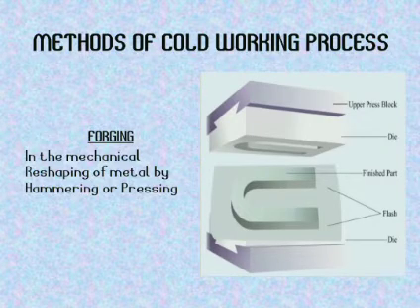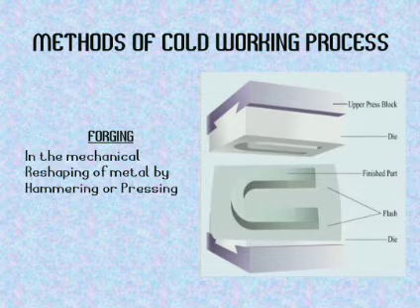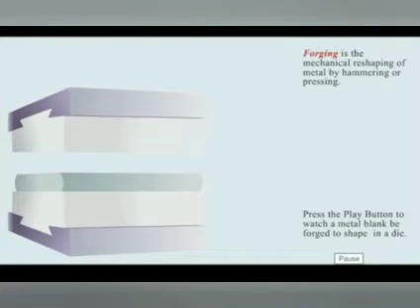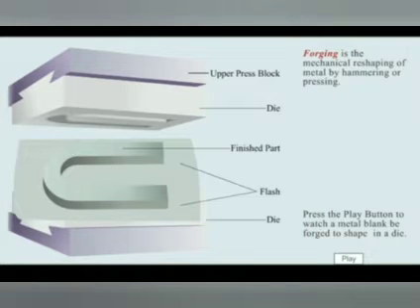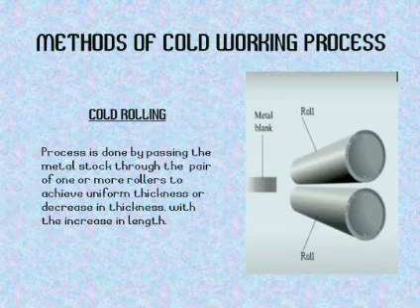We also have methods of cold working. First, we have forging. It is the mechanical reshaping of metal by hammering or pressing. We also have cold rolling. This process is done by passing the metal stock through a pair of one or more rollers to achieve uniform thickness or a decrease in thickness with an increase in length.